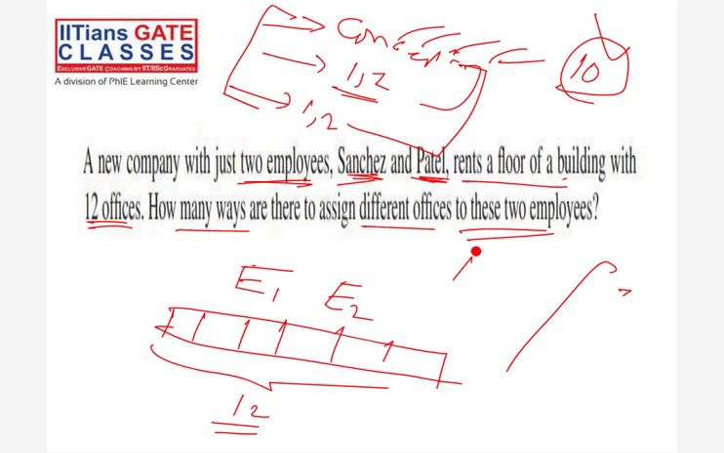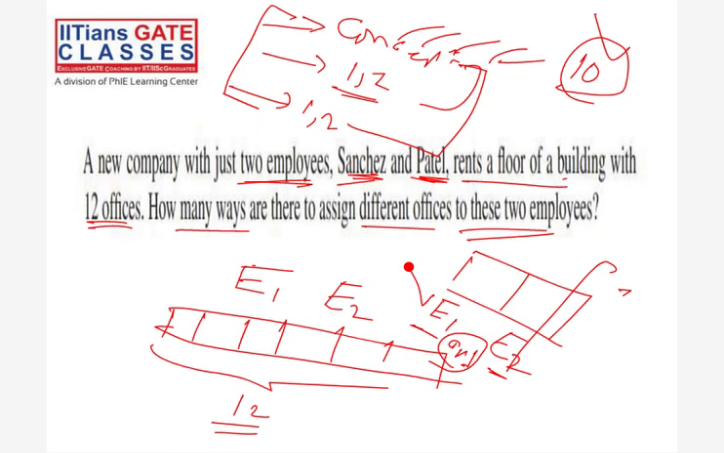First we need to decide what our task is. Our task is that we have employee E1 and employee E2, and we need to assign offices to both E1 and E2. You can see there is an "and" here, so I can divide my task into two tasks. The first task is to assign an office to E1, and the second task is to assign an office to E2. I have divided my main task into these two tasks.